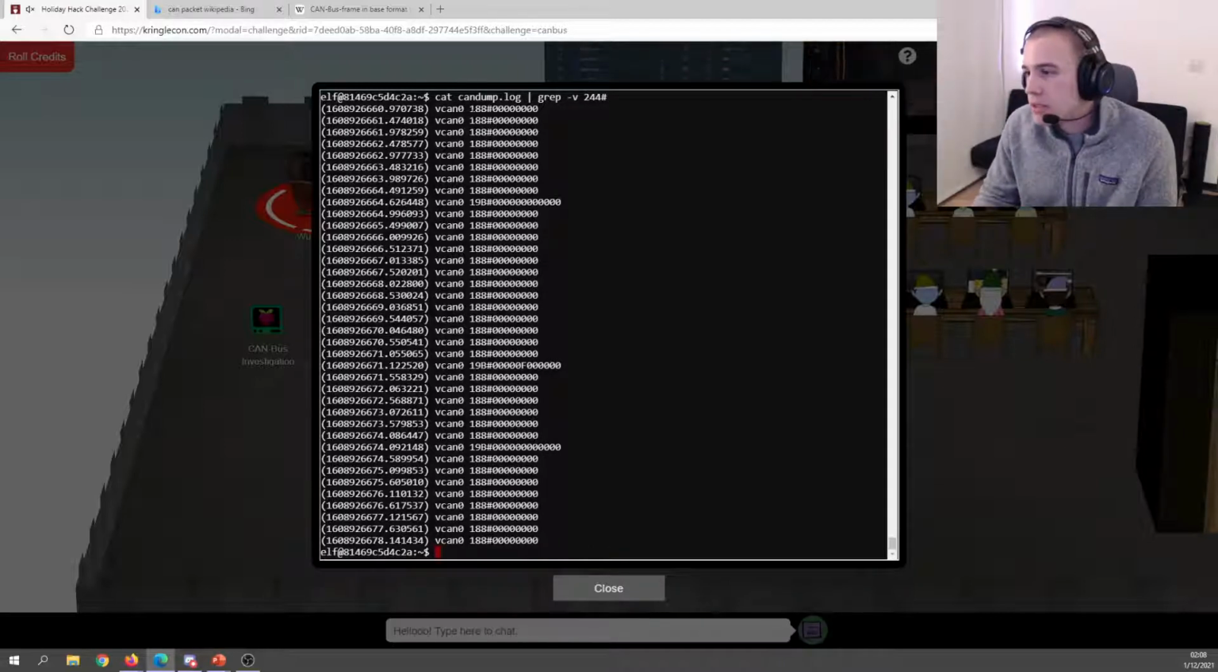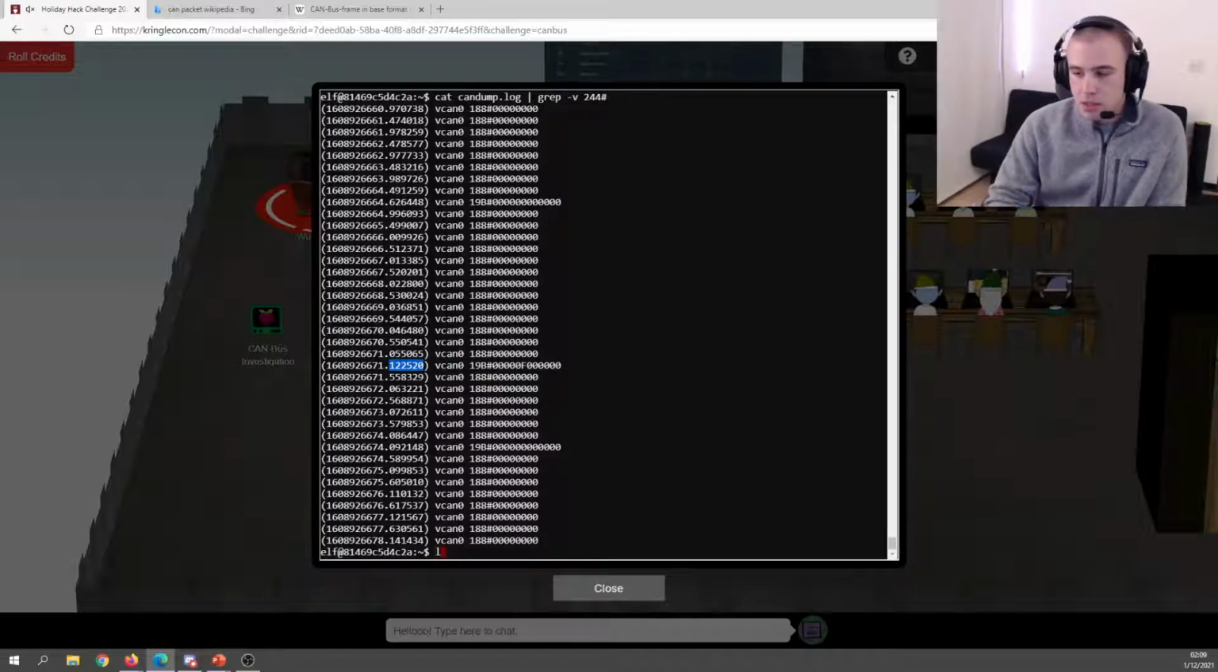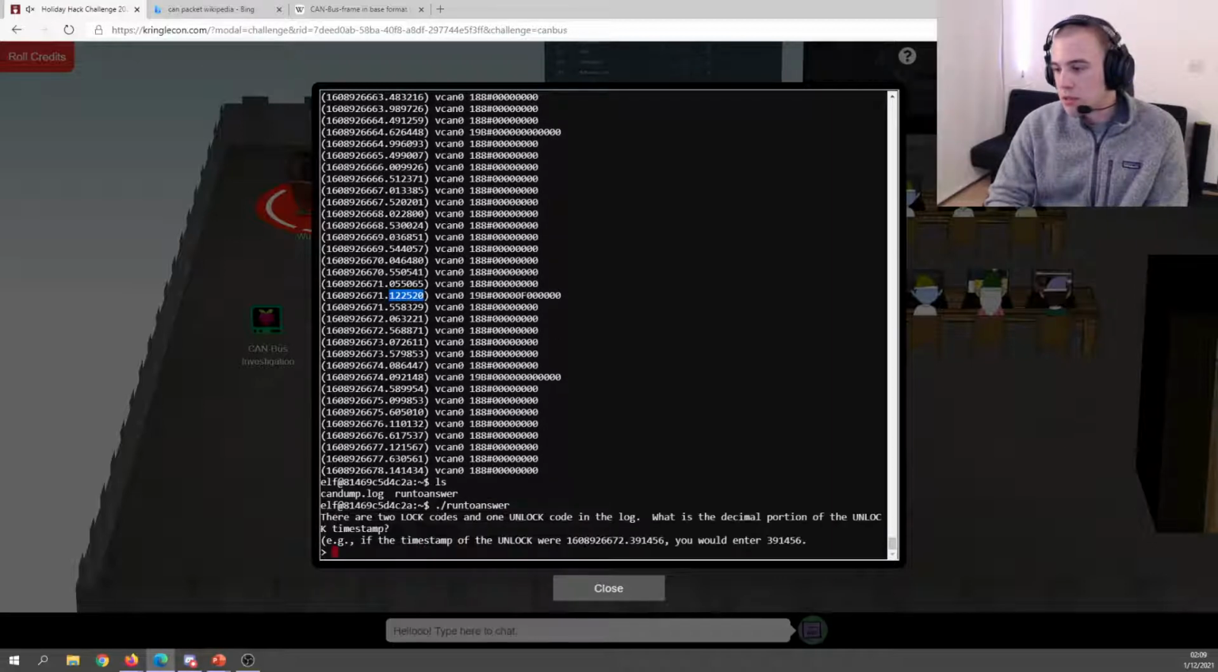Okay, so now we got 188 and then a bunch of zeros all the way down, so that really doesn't tell us anything. And then the only other arbitration ID here is 19B, and it looks like we have all zeros, and then there's an F located in this data, and then all zeros again. So to me, this is going to be your lock probably, this is going to be your unlock, and then this is going to be your lock again. For the purposes of solving this challenge, it said to get the decimal part of the timestamp, so we'll just copy that. And then we'll run to answer.